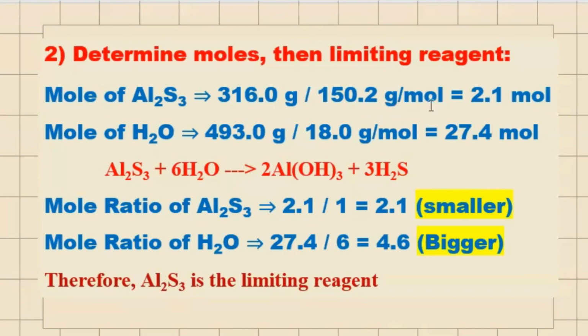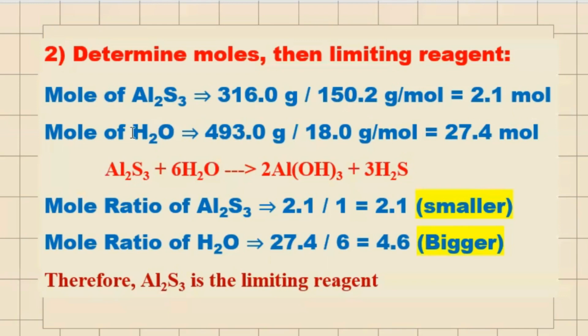150.2 gram per mole. 150.2 gram per mole is the molar mass of Al2S3, because the mass of aluminum is 27, which multiplied by 2 is 54. The mass of sulfur is 32, and 32 multiplied by 3 is 96. 96 plus 54 equals 150 gram per mole. And the mole ratio gives what? 2.1 mole. 316 divided by 150 is 2.1 mole.